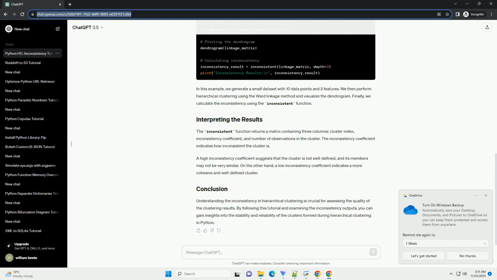The inconsistency coefficient indicates how inconsistent the cluster is. A high inconsistency coefficient suggests that the cluster is not well defined, and its members may not be very similar. On the other hand, a low inconsistency coefficient indicates a more cohesive and well-defined cluster.